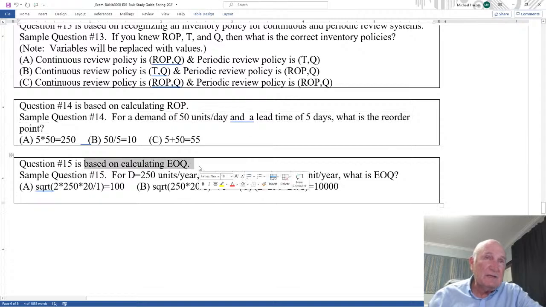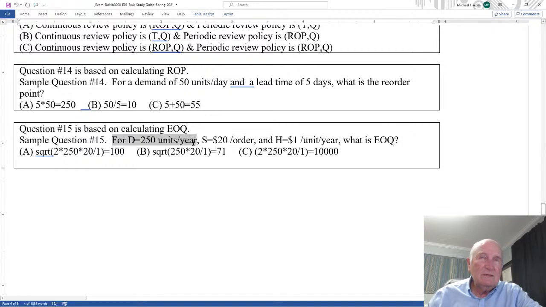Question 15 is based on calculating EOQ. For a demand, a setup cost or order cost of $20 per order, a holding cost of $1 per unit per year, what is EOQ? Well, it's a quantitative question, but I give you the equation, and you pick the right equation. So you have to know how to calculate it, but you see the formula that is needed. It's the square root of 2 times the demand times S divided by H. And there it is. Okay? So you're looking for 2 times demand times S over H with the numbers.